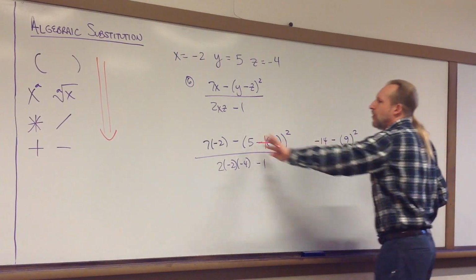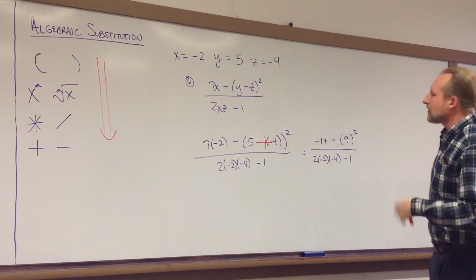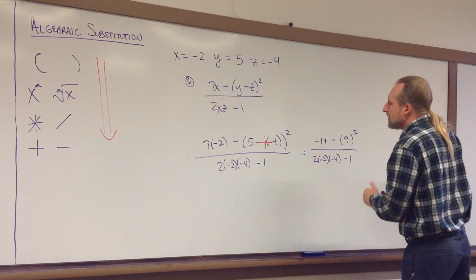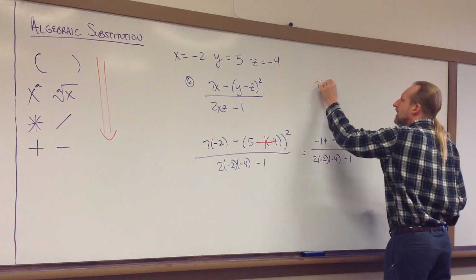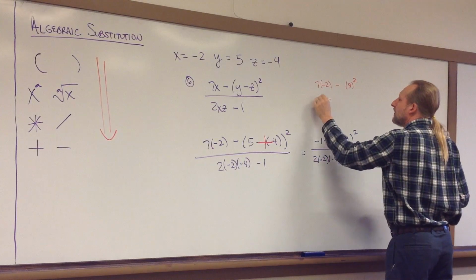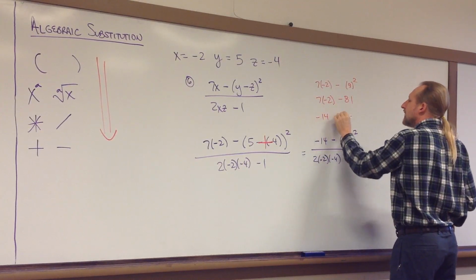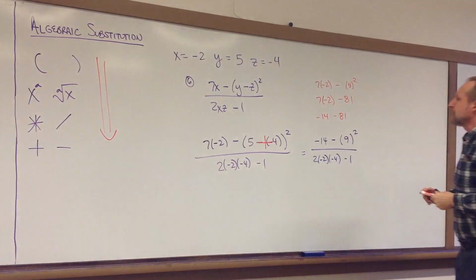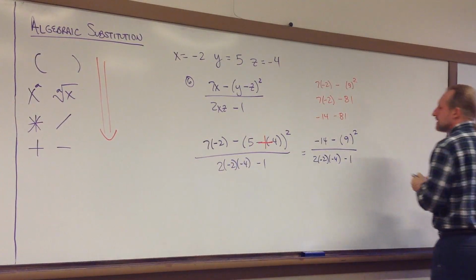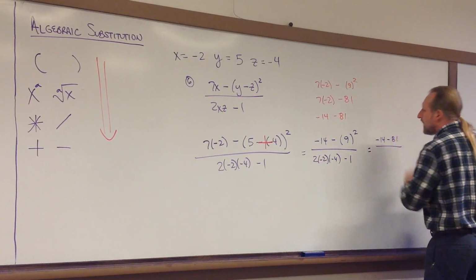This one is kind of off on its own, these two are separated, and so I don't have to worry about it quite so much. We could have done it like this: 7 times negative 2 minus 9 squared, and then make that 81, and then negative 14 minus 81. Because that's what we're going to end up with anyway here. On top is negative 14 minus 81.